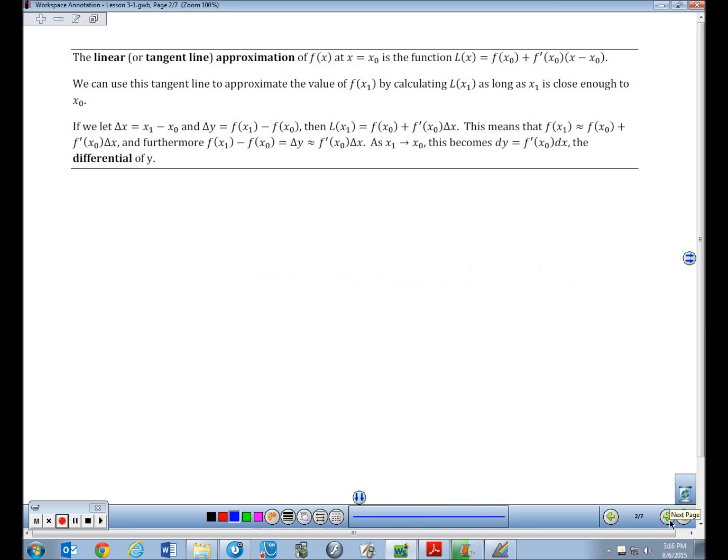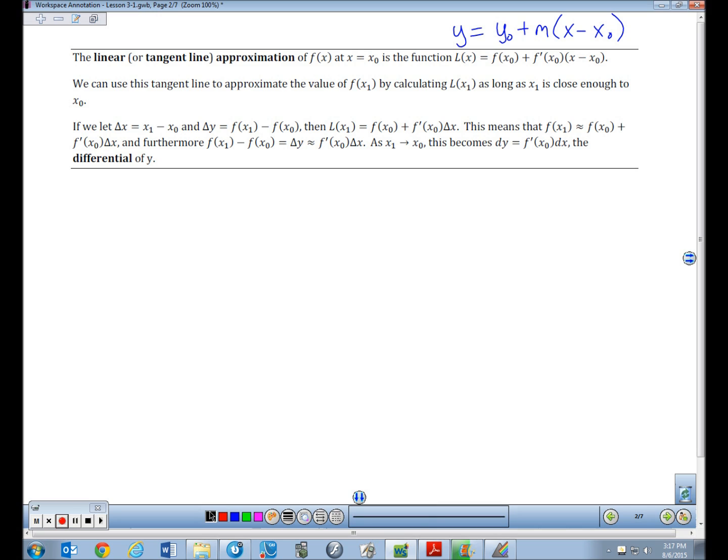The linear or tangent line approximation of f(x) at x = x₀ is the function L(x), which is equal to f(x₀) + f'(x₀)(x − x₀). That's just the linear equation. If you don't see it, that's y = y₀ + slope times (x − x₀). We can then use this tangent line approximation to approximate the value of f(x₁), and we're going to do it by calculating L(x₁), as long as x₁ is close enough to x₀.